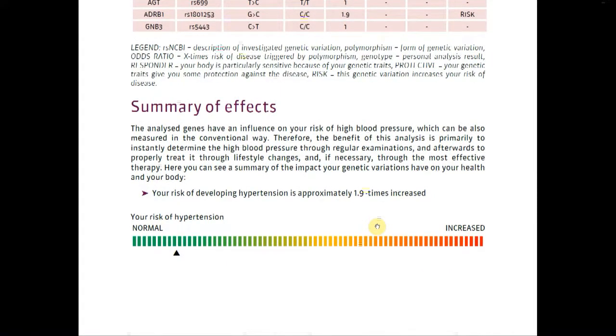Here you see a scale, your risk of hypertension based on your genetics. It might be normal, so quite low, or very high. And again, there are nutritional interventions against hypertension. The most important being sodium. That's table salt. If you have high blood pressure or if you're genetically predisposed to high blood pressure, sodium, a lot of table salt is bad for you.